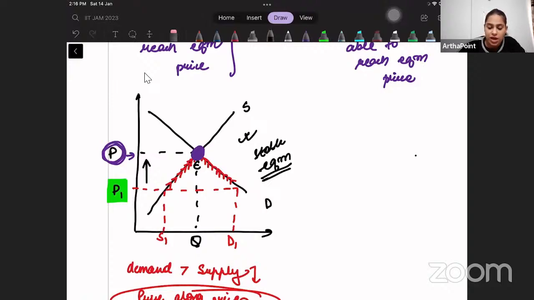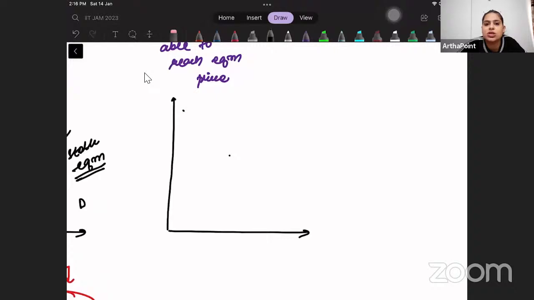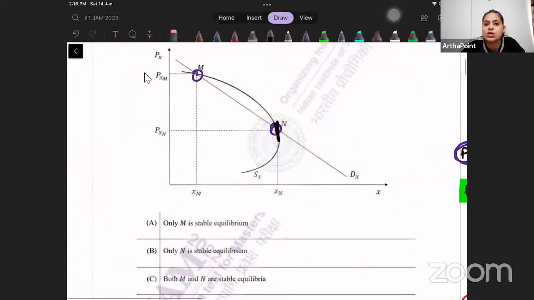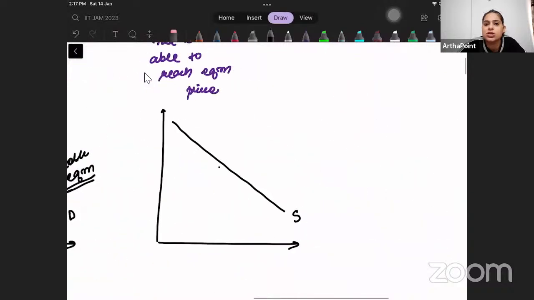Now let's reverse this scenario. So what will we do? We will go ahead and we will take a downward sloping supply curve. Just say, for example, let's take this as the supply curve. And we will take a downward sloping demand curve, just like what happened at point M. I had a downward sloping supply curve and I had a downward sloping demand curve. So I am going to take both as downward sloping. Again, demand and supply are equal at point E.